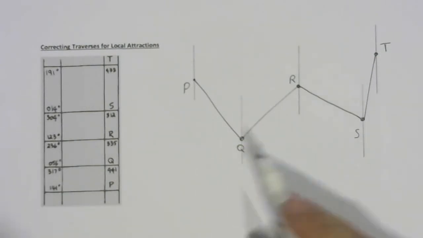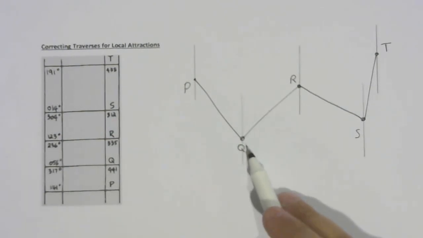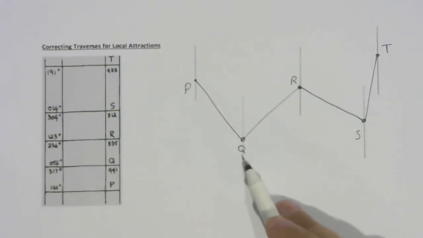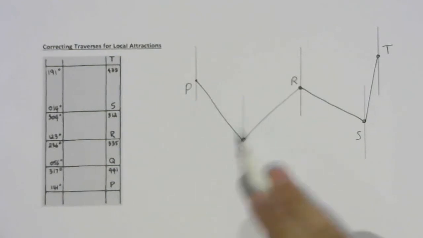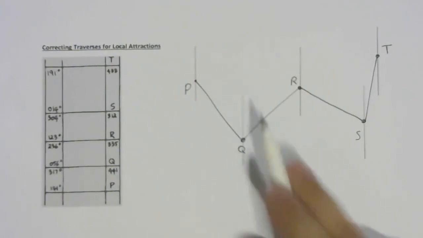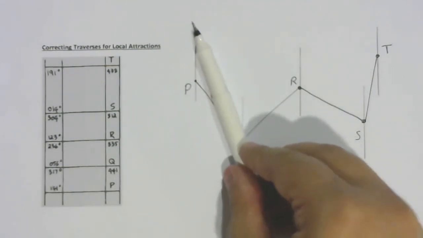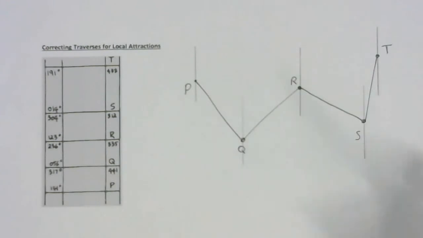But sometimes at a certain point, you can have something that attracts the needle of your compass. And we call it a local attraction because it only affects one point. But what it results in is that any bearings measured from that point don't go straight from north, they're actually off by a certain amount. And we need to be able to fix for that adjustment.